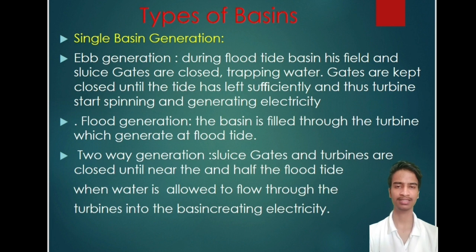Now we are going to discuss the types of basins. Generally there are two types of basins, single basin generator and double basin system. Single basin generator includes ebb generation, flood generation and two-way generation.